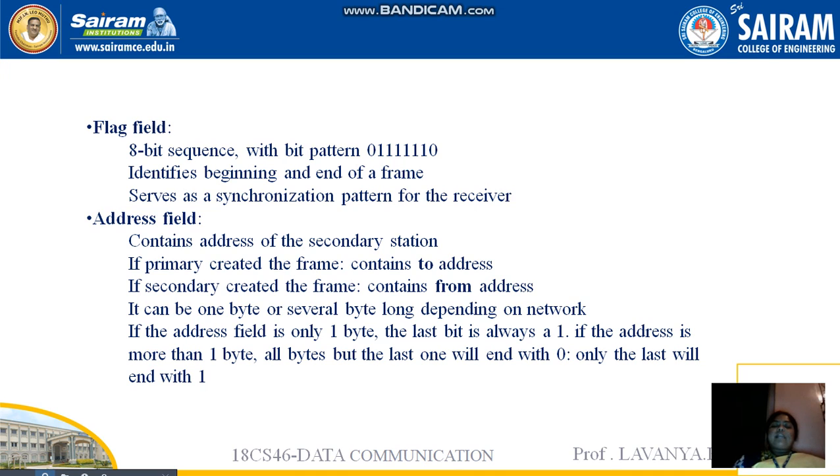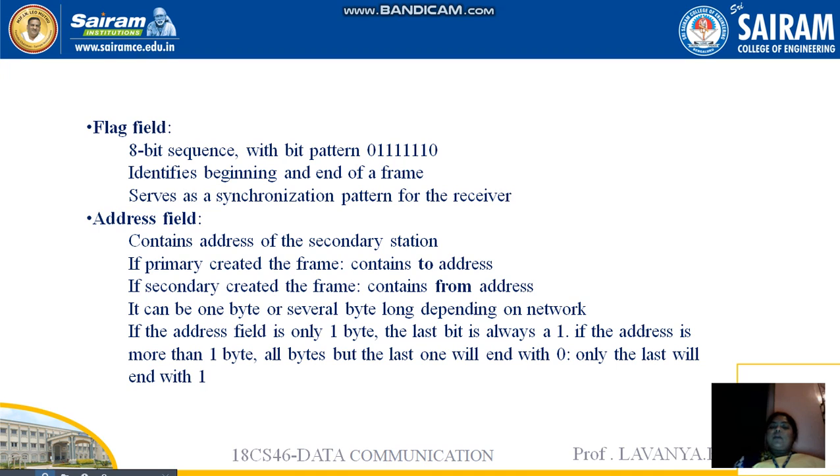And if the secondary creates the frames, those secondary frames are going to contain the from address, which means they store the source address. It can be one byte or several bytes of address. That depends on the network, meaning it can contain one or more bytes of address.